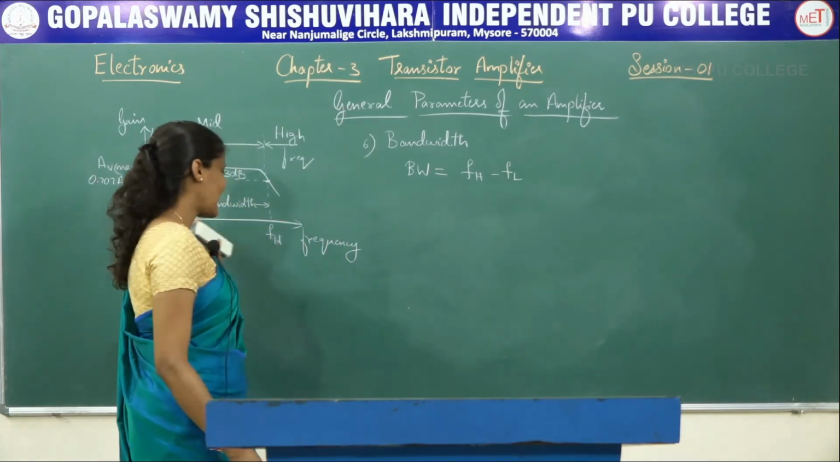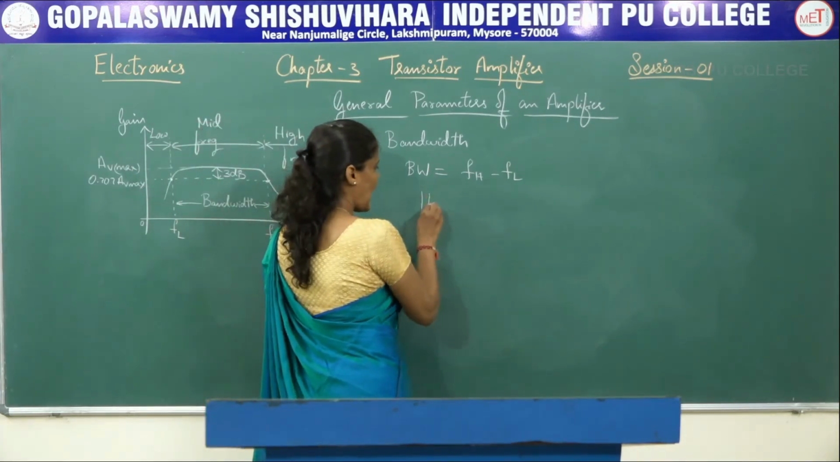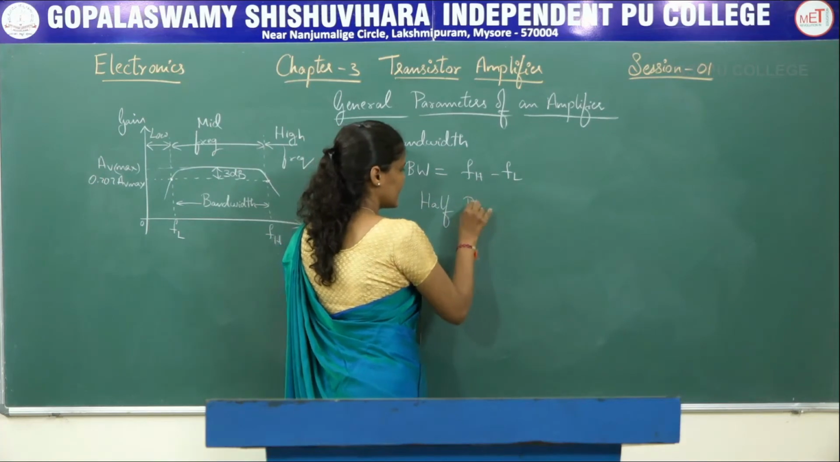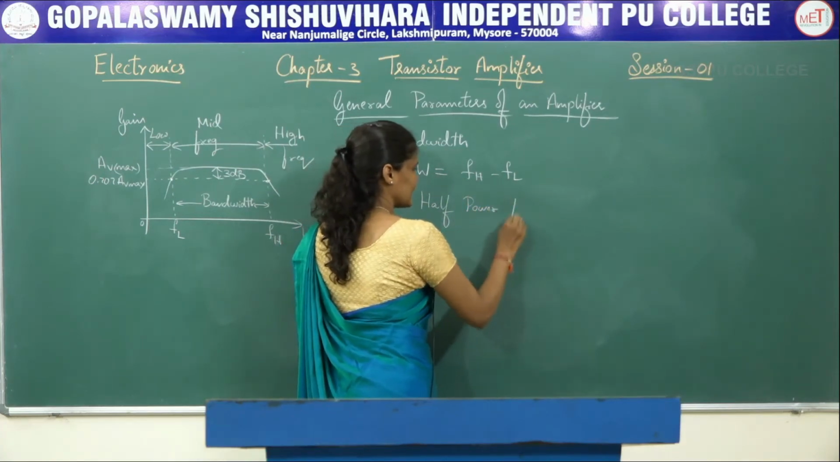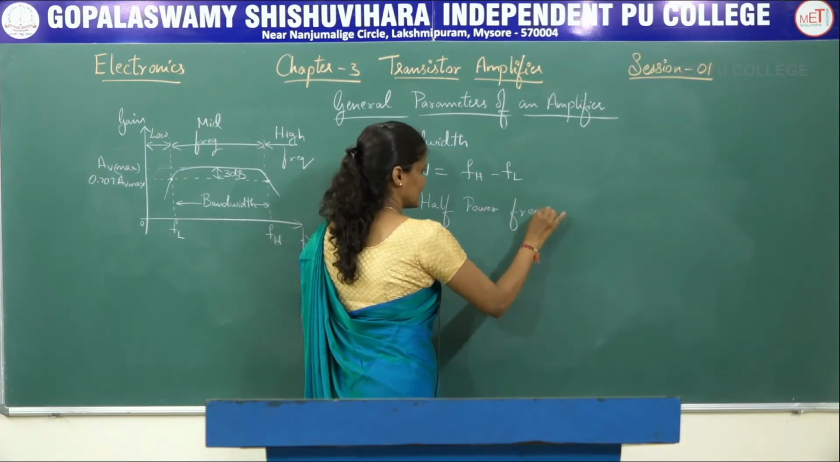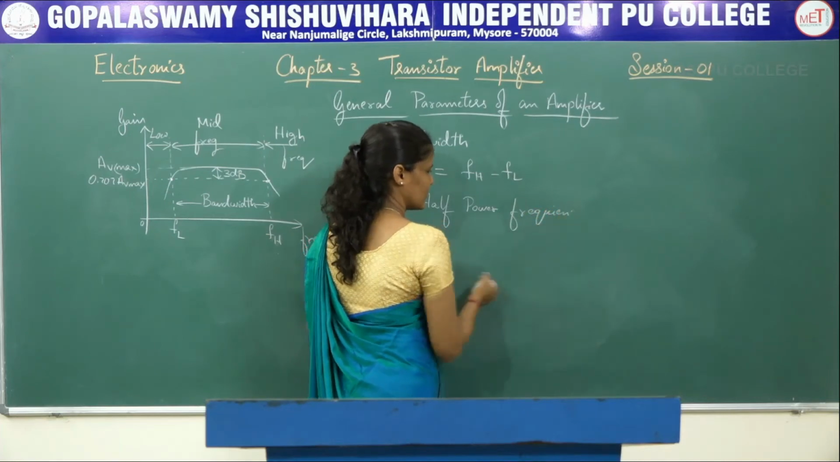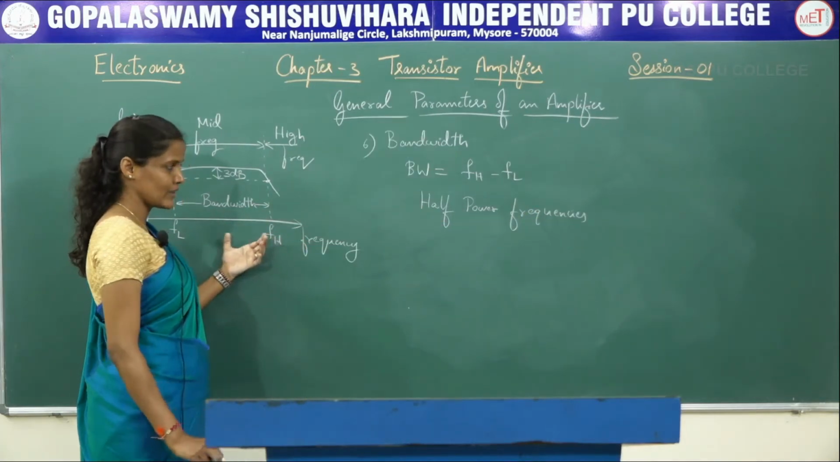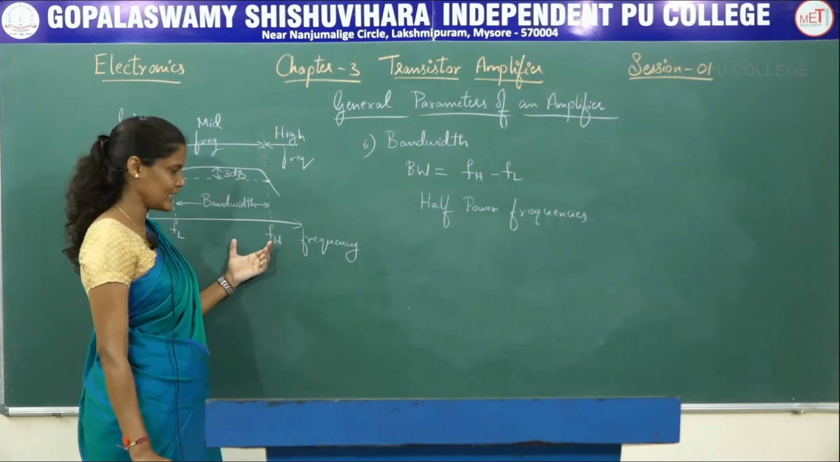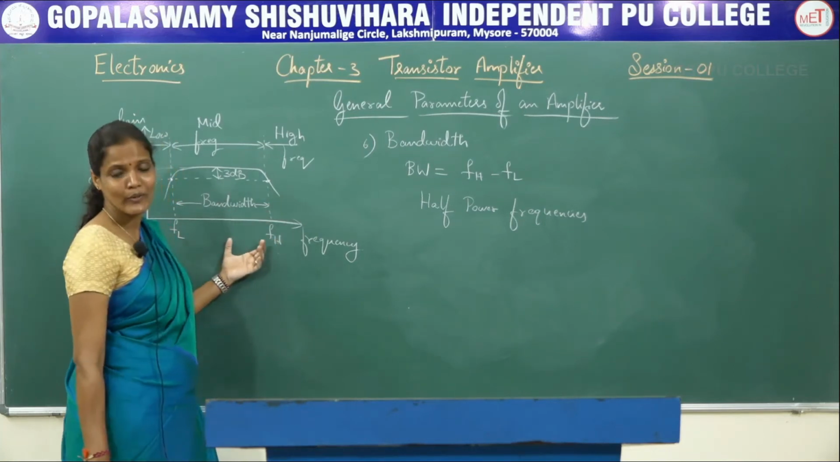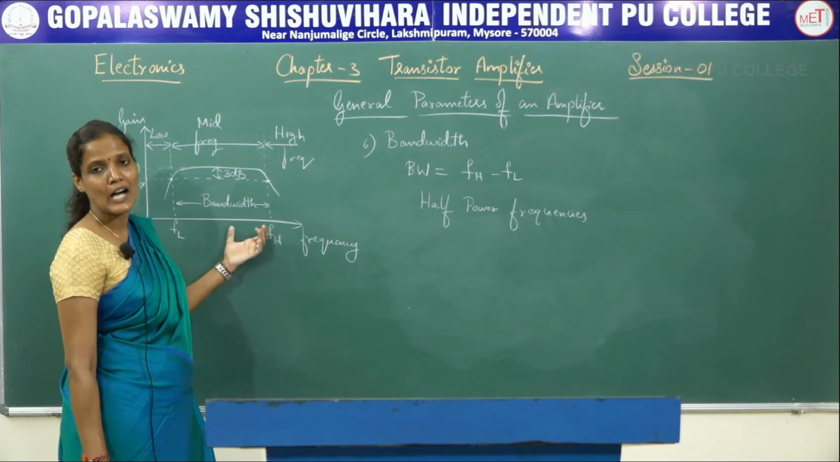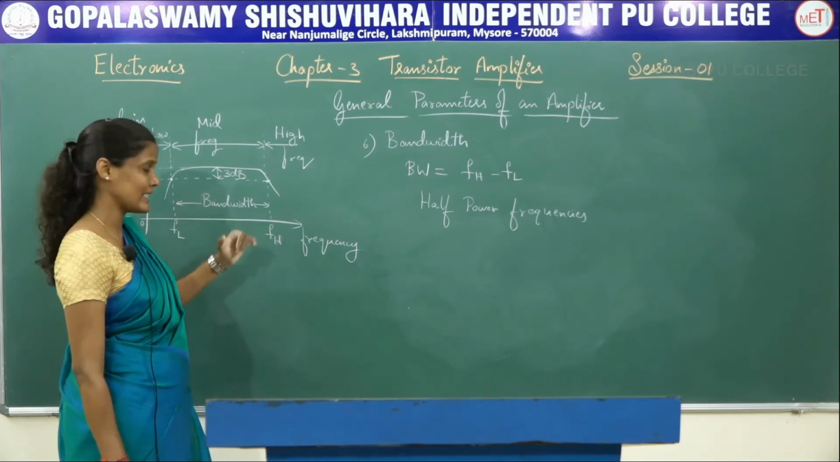These FH and FL are called half power frequencies. Why are these two called half power frequencies? The power at these 2 frequencies will be exactly half of the maximum power attained.